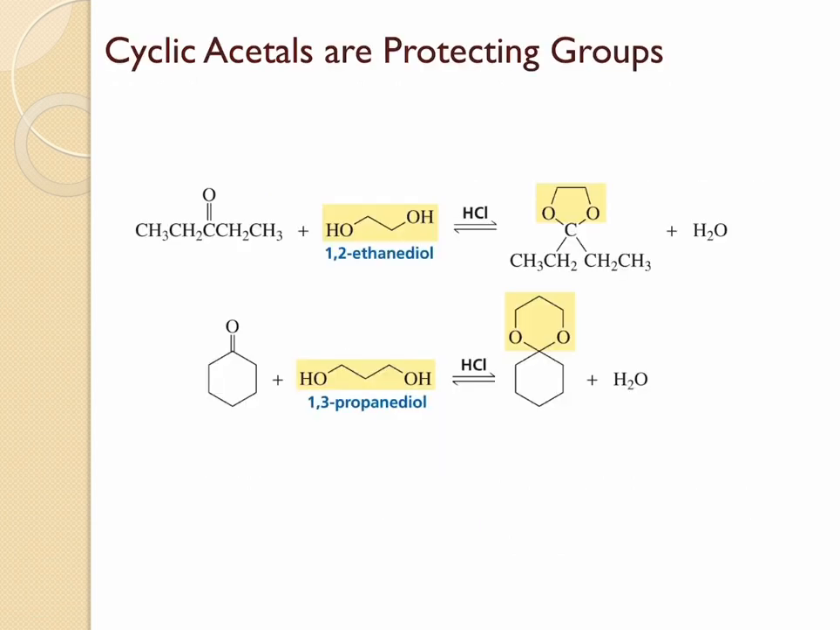Aldehydes and ketones can be protected by converting them into cyclic acetals. For example, when you have an aldehyde or a ketone and react it with 1,2-diol or 1,3-diol, they are going to form the 5-membered or 6-membered cyclic acetals respectively. This reaction right here is exactly the same as what we have learned in the case of acetal. But here, instead of taking 2 equivalents of the alcohol, we'll only be taking 1 equivalent of this diol since we have both the hydroxy groups in the same molecule.